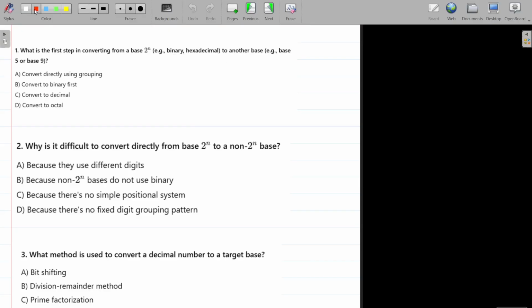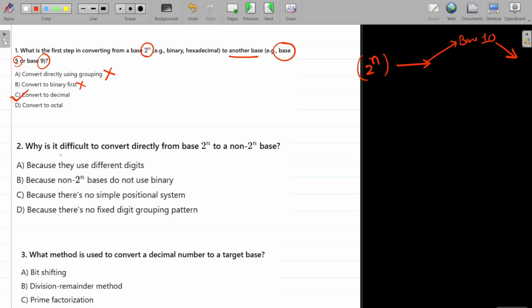The first question is, what is the first step in converting from a base 2 raised to power n to another base? So if we have to convert from base 2 raised to power n to another base, for example base 5 or 9, I have told you that first you have to go to base 10. Then you can go to any other base. So what should be the answer? The first one says convert directly using grouping. No. Convert to binary first. No. Convert to decimal. Yes, this is correct.